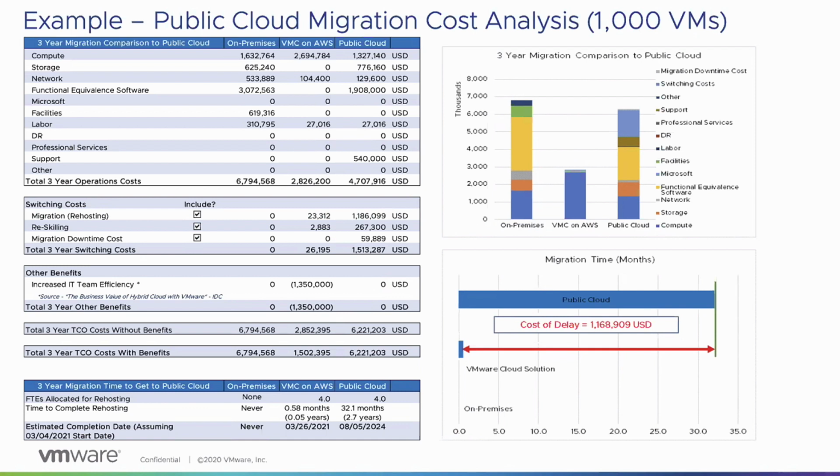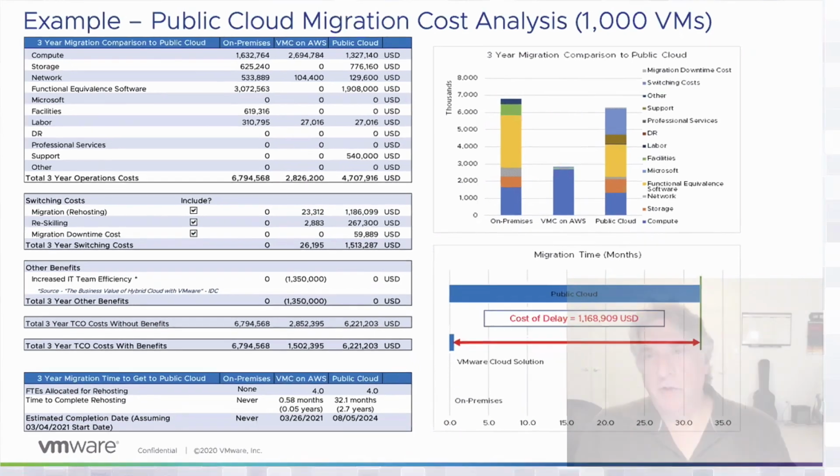Migration downtime is the time we're counting, because you can move the workloads from on-prem to VMC on AWS without incurring any downtime. So we're calculating about $1,000 per hour of downtime, which is actually not very much, about $60,000 over a 3-year migration period. So that's not huge, but it's in there. The other kind of softer benefit we look at is increased IT team efficiency. This comes from research done by IDC, where they're suggesting that you can reduce by 1 FTE for every 100 VMs. And again, there's an article where they've done that research.